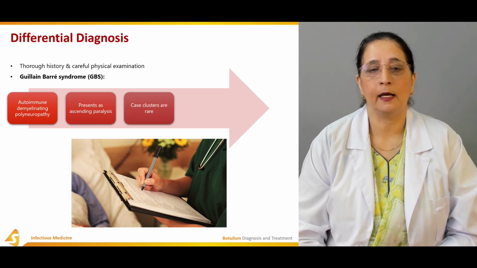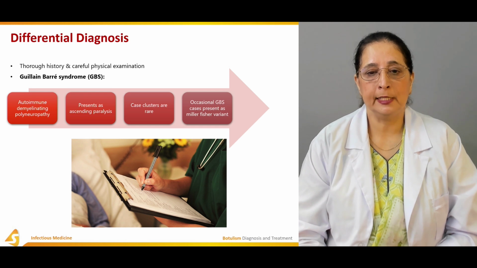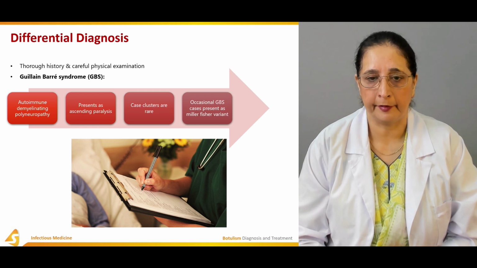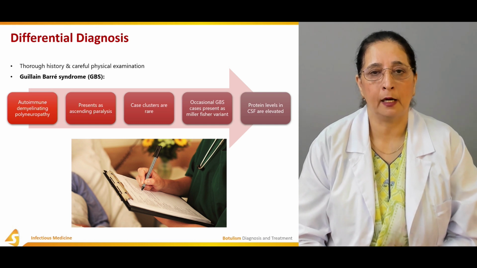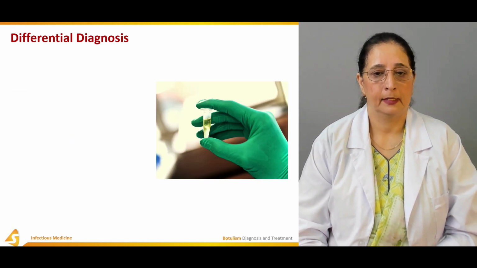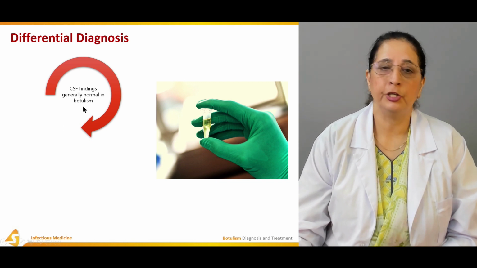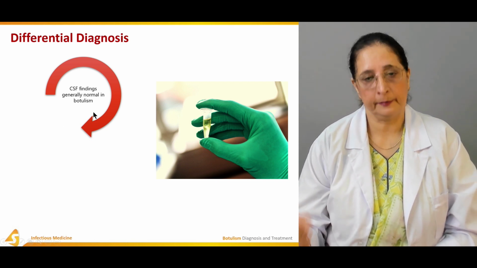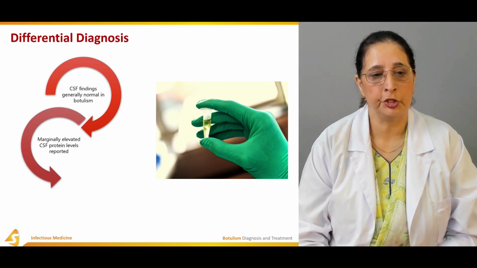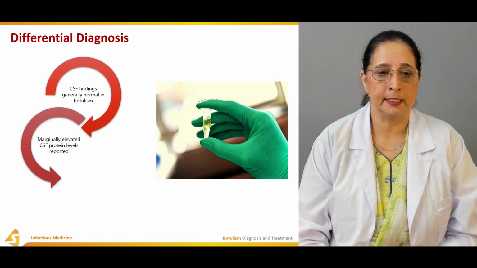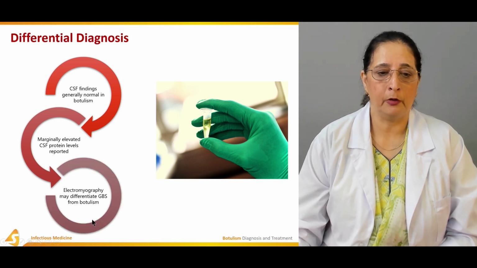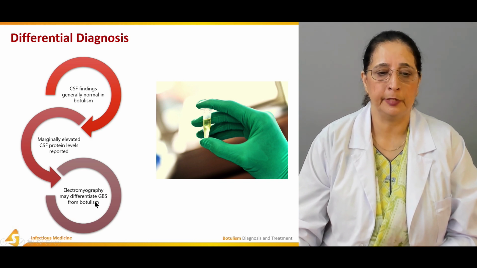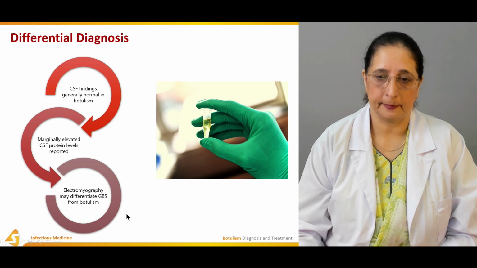Case clusters are rare. Occasional GBS cases present as the Miller-Fisher variant. Protein levels in cerebrospinal fluid are elevated. CSF findings are generally normal in botulism, so that's another differentiating feature. Marginally elevated CSF protein levels have been reported. Electromyography may differentiate GBS from botulism.